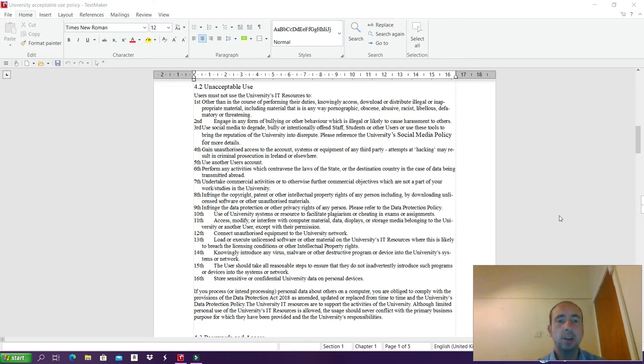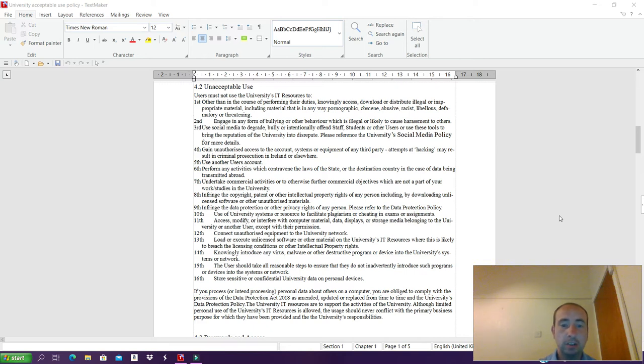4.2 Acceptable use. Users must not use the university's IT resources to, first, other than in the course of performing their duties, knowingly access, download, or distribute illegal or inappropriate material, including material that is in any way pornographic, obscene, abusive, racist, libelous, defamatory, or threatening. Second, engage in any form of bullying or other behavior which is illegal or likely to cause harassment to others. Third, use social media to degrade, bully, or intentionally offend staff, students, or other users, or use these tools to bring the reputation of the university into disrepute. Please reference the university's social media policy for more details.